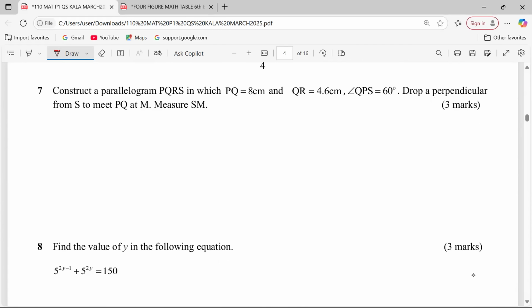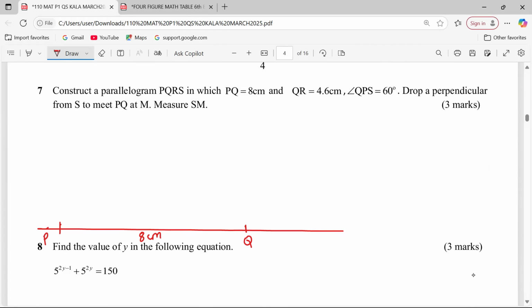Let's do this together. We start by drawing a very straight line. This one we're going to call it PQ. Line PQ. P. Then we measure 8 centimeters. So measuring 8 centimeters. After 8 centimeters, this is going to be Q. 8 centimeters.